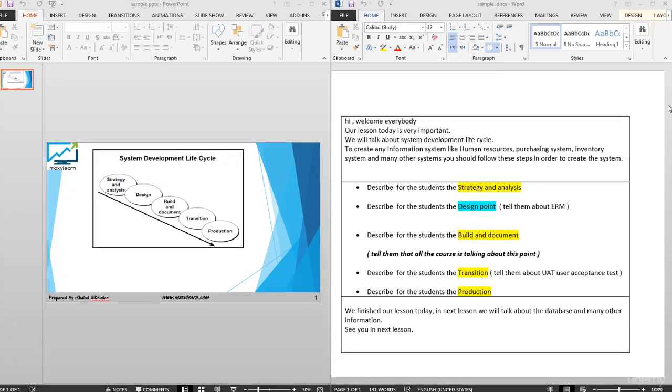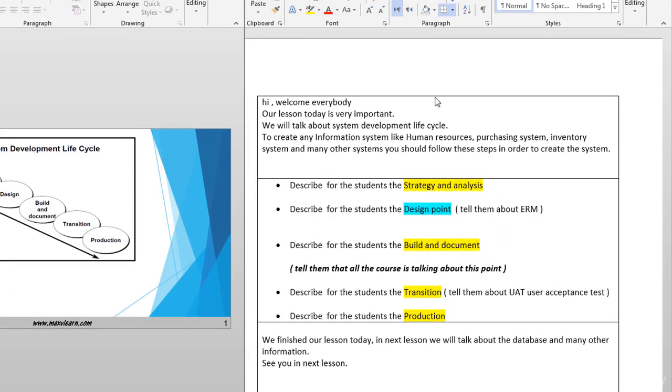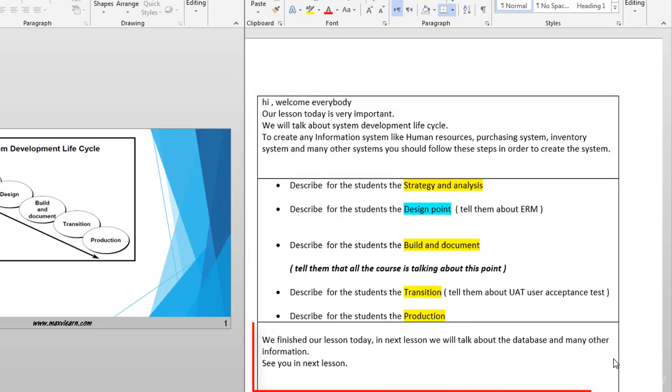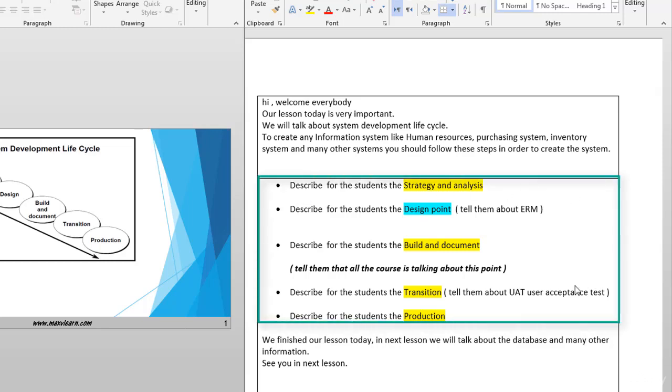So here is my script. My script contains 3 steps. The first part is the first sentences which I will say, for example, hi everybody, my name is Khalid, whatever. Then in the last part, you will say the last sentences: so we finish our lesson today, in the next lesson, we will learn blah, blah, blah like this. And here in the middle, I will put only headlines, and I will use my experience to describe these headlines.